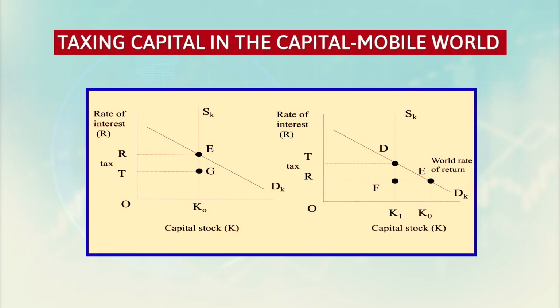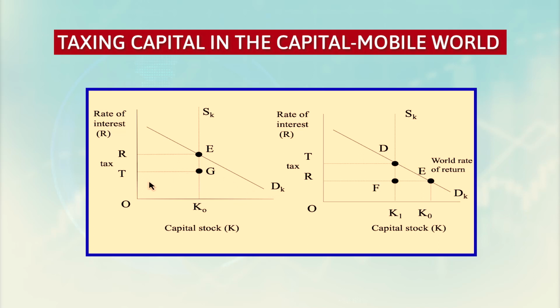This boils down to a diagrammatic framework of how capital is taxed in a capital mobile world. Here we observe that the rate of interest is plotted on the y-axis and capital stock is plotted on the x-axis, and we are assuming that the endowment of capital is fixed, which is independent of the rate of interest. But the demand for capital is downward sloping because this is the demand for investment. Here the rate of interest refers to the cost of borrowing. So as the cost of borrowing rises, the demand for investment will fall, and that is what is shown by the decay curve.